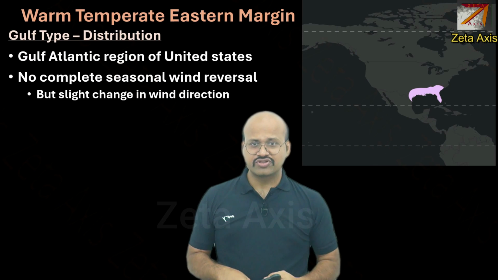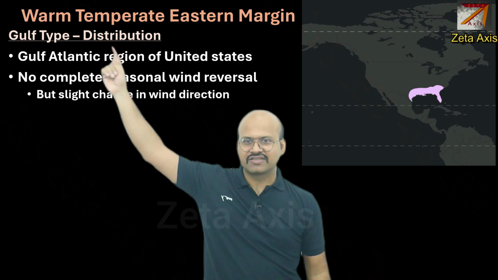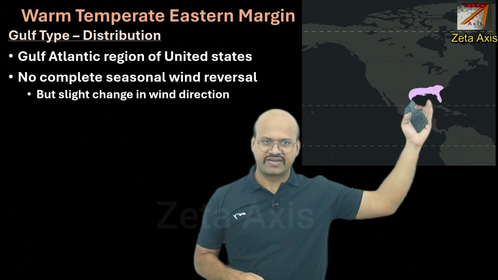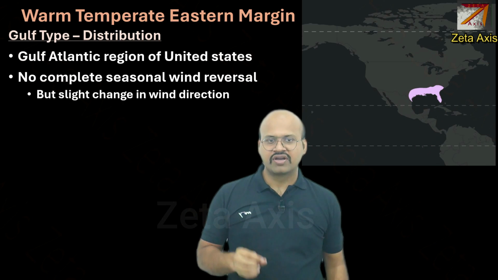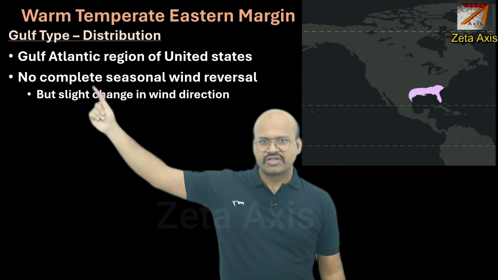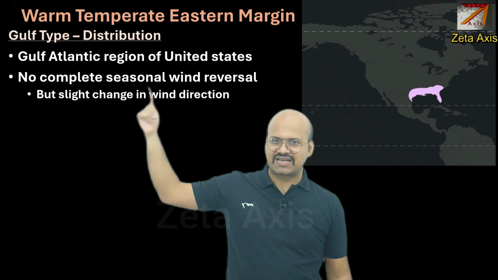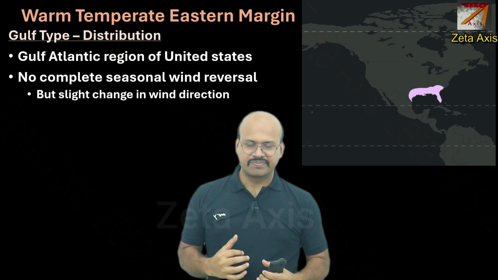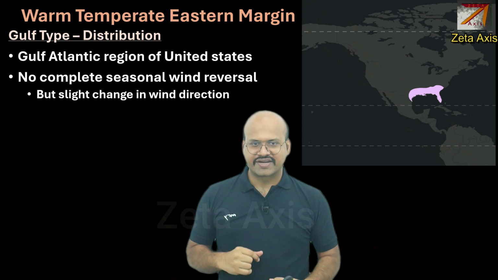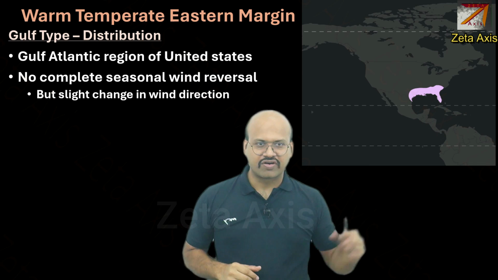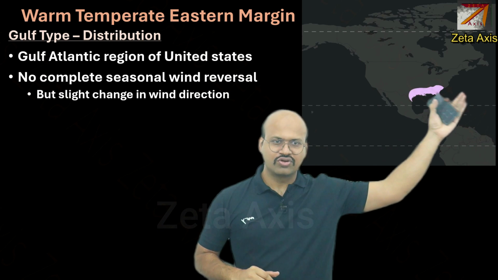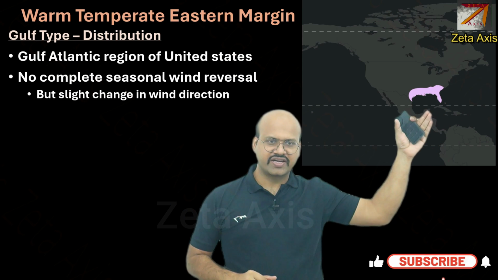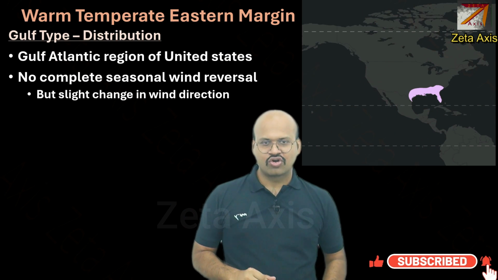So if you see the distribution of the Gulf type of climate, then it is in the Gulf Atlantic region of the United States, that is on the southeastern side. You see the states over here are called Gulf type climate. There is no complete seasonal wind reversal, but slight change in wind direction. So they are saying that the wind is not completely reversed, but there is slight deflection of the trade winds because of the heating of the continental interiors. So the trade winds which are blowing like this, they will be slightly deflected from here to come back to the continental interiors.